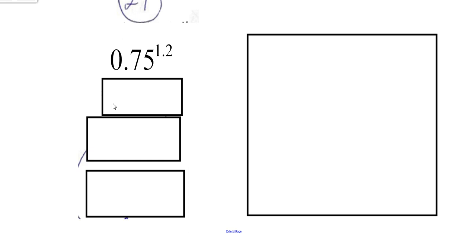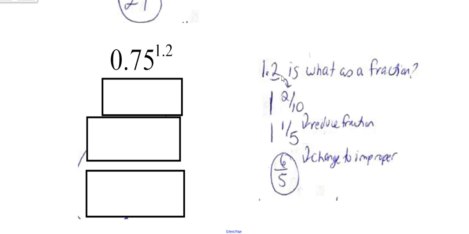All right, I have 0.75 to the 1.2. Now, we don't know how to deal with exponents that are decimals. I don't like decimal exponents, so what we're going to do is turn this decimal into a fraction. So 1.2 as a fraction is going to be 1 and 2 over 10. So you're going to keep your whole number as a whole number. The number behind it, if it is 1 decimal place, is over 10. 2 decimal places, it's over 100, and so on and so forth.